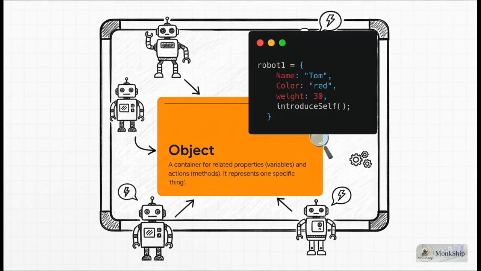So what is an object? Honestly, it's pretty much what it sounds like. Think of it like a digital box or a container. You can stuff all the related data in there. We call those properties or attributes, and you can also put in all the actions it can do, which we call methods. The most important thing to remember is that an object represents just one specific thing. Not robots in general, but one individual robot.